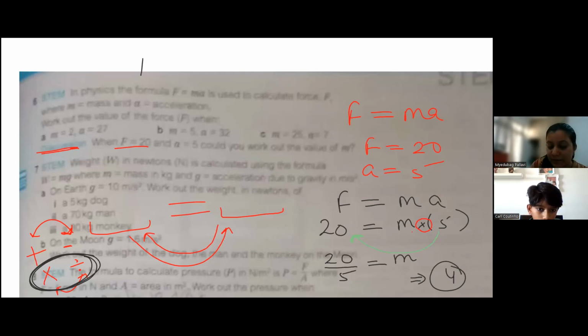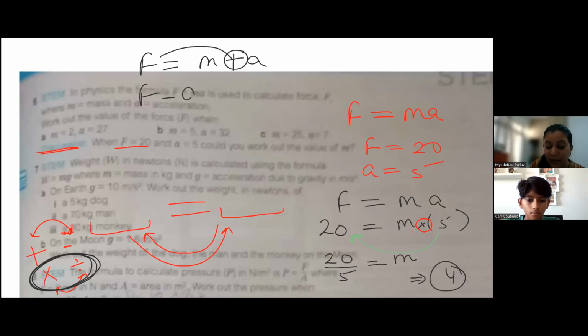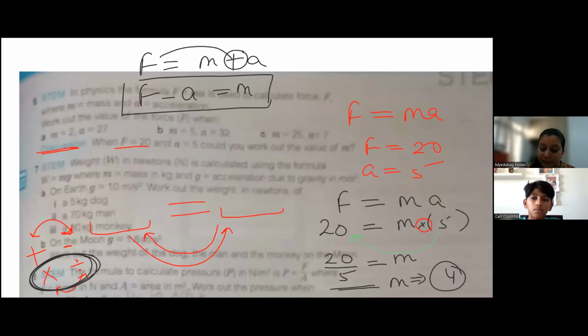If, for example, the formula had been m plus a, and then we had to find the value of m, what would be the answer? This plus would have been converted to minus, and it would be like this, that m is equals to f minus a. So plus will be converted to minus and vice versa, and multiplication will be converted to division and vice versa. Got it? How did we get m is equals to 4? Okay. Let's see the next one.